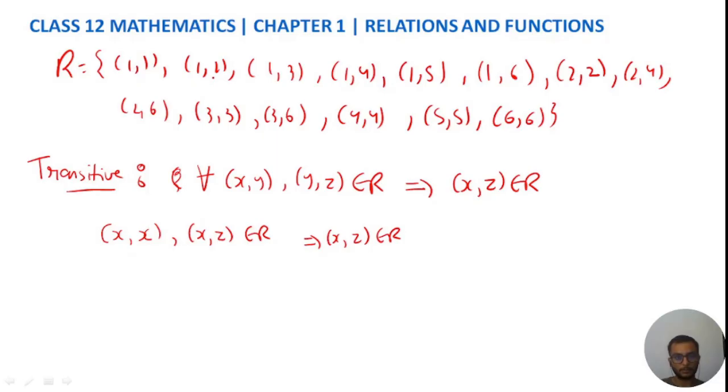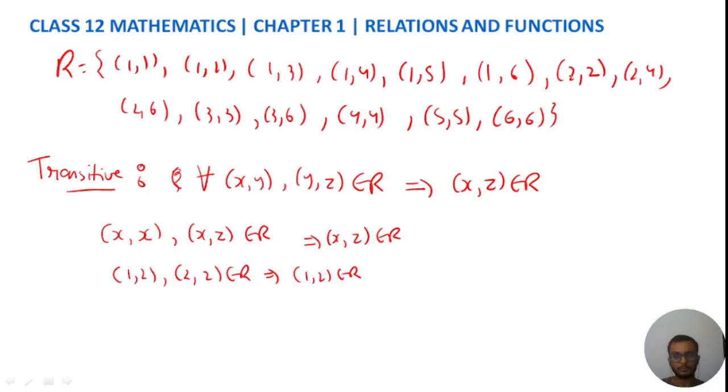So if I pick (1, 2), and corresponding to 2, I have many options: (2, 2), (2, 4), (2, 6). But suppose I pick (2, 2), then (1, 2) and (2, 2) are in R. For transitivity to hold, (1, 2) should be in R, right? And we have (1, 2) in R. Thus, here it holds.